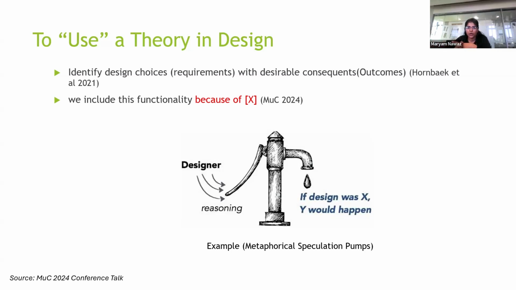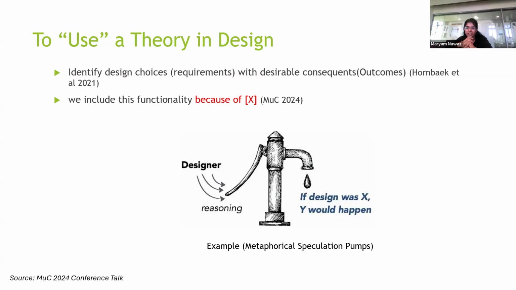So you have to identify these two major paths while you are using theory in design practice. And we include this functionality. For example, we include this functionality in that system because of X, which will ultimately happen because we added this X functionality in our design.